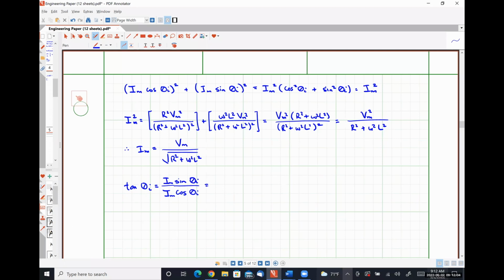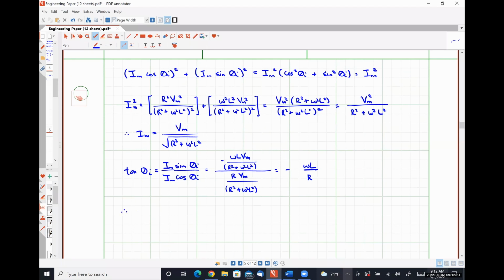So what this is going to give us is negative omega L Vm over (r squared plus omega squared L squared) divided by r times Vm over (r squared plus omega squared L squared), which is simply negative omega L over R. And from this, theta I is the inverse tangent of negative omega L over R.